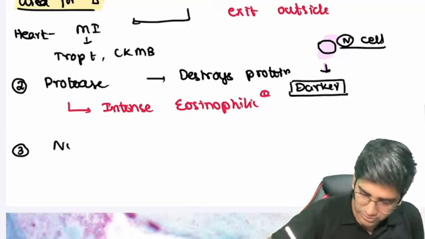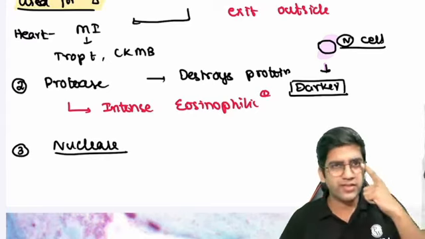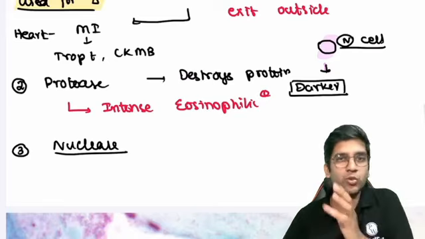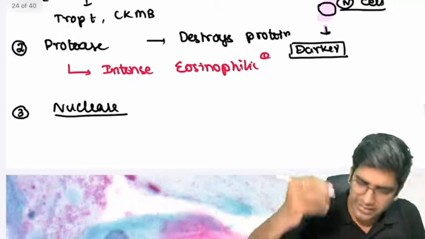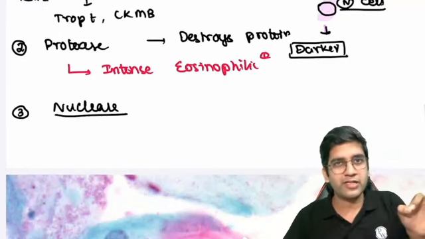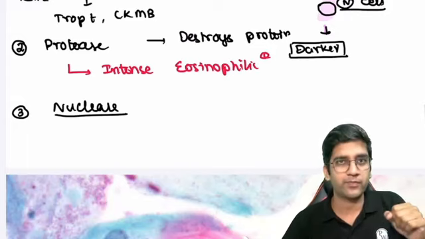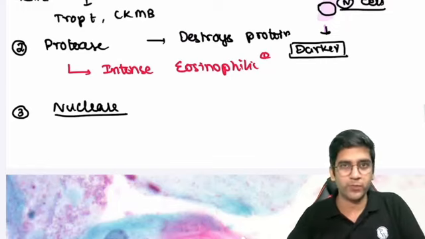Third one for me here is nuclease. I have phospholipase, I have protease, I have nuclease. These are three enzymes which will be activated during irreversible cell death. Let's take the normal things you already know. Which chromatin do I call functional chromatin, euchromatin or heterochromatin? I have two types of chromatin. You must have read in biochemistry for sure. Euchromatin is functional chromatin.